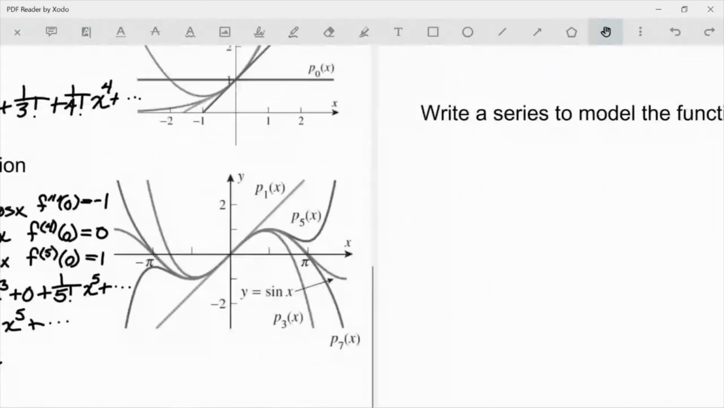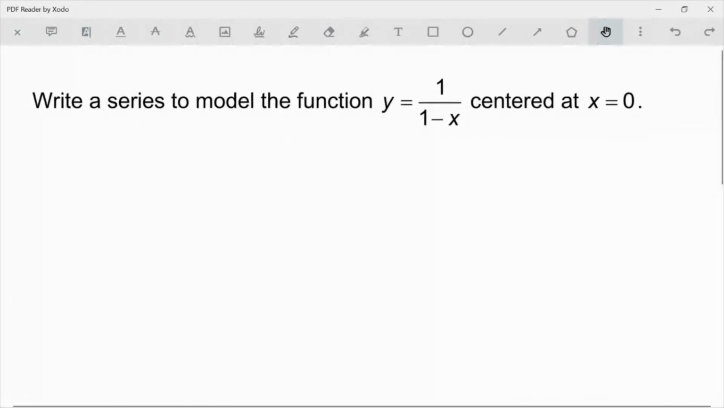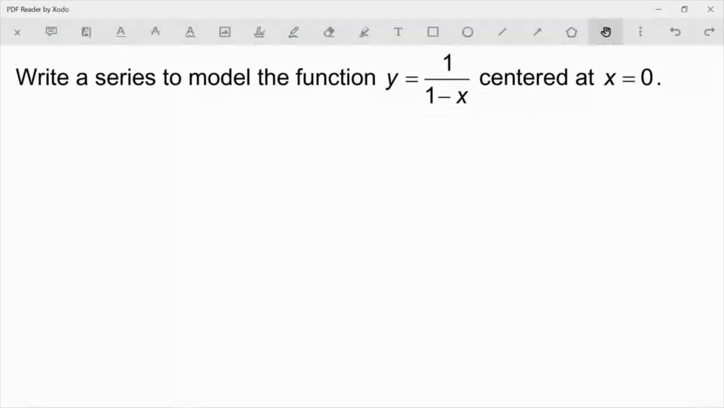Okay, so let's try another one of these. I want you to try one of these on your own. It says, write a series to model this function y equals 1 over 1 minus x, centered at x equals 0. So what I want you to do is pause the video, take a little bit of time, take the derivatives, evaluate the derivatives at your center point of 0, and then write out your series and try to come up with the summation notation.